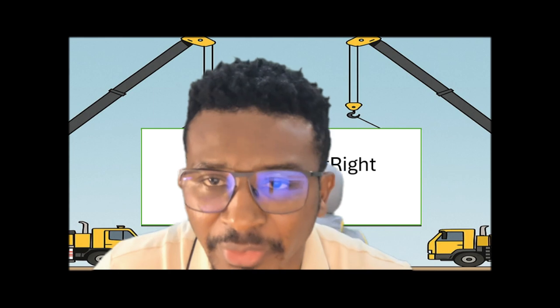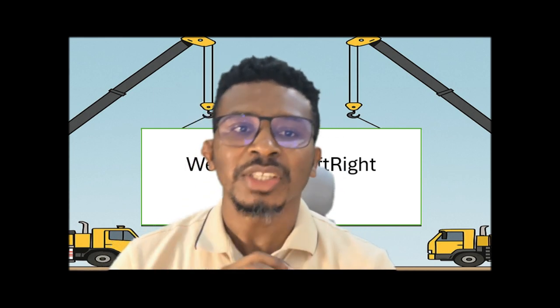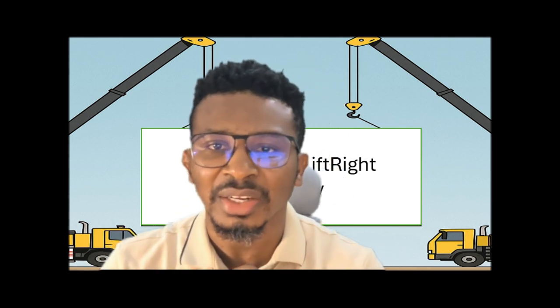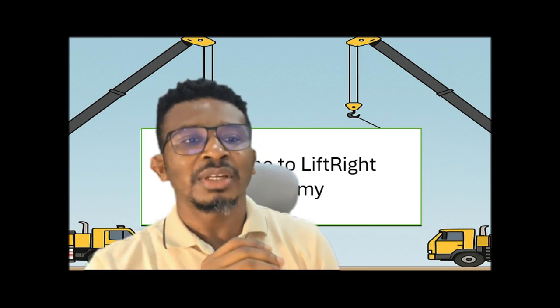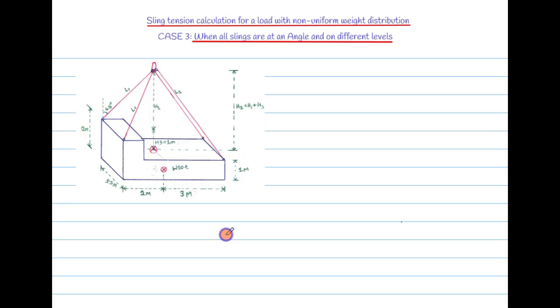This is case number 3, sling tension calculations when the slings are at an angle and attached at different levels on the load. Let's get started with case 3. For case number 3, let's use this weight as an example. Here the center of gravity is located towards the left, meaning that the load weight is not uniformly distributed.